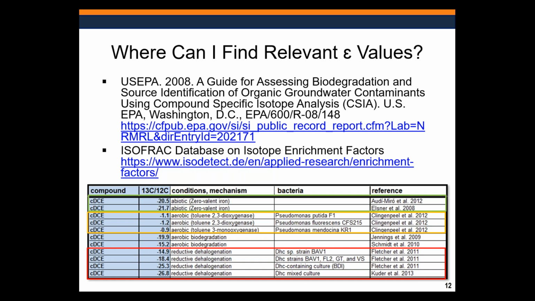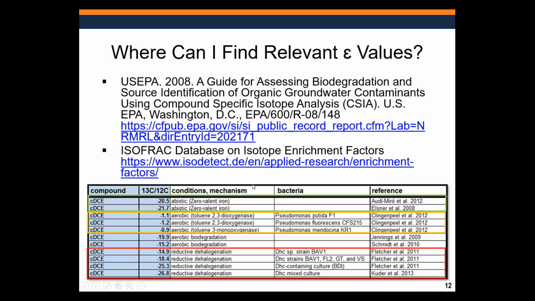There's this ISOFRAC database, which was updated until about 2017. It's an Excel spreadsheet that you can download using this link. And it's very useful because it provides references and fractionation factors, enrichment factors, for lots of different compounds and different processes.